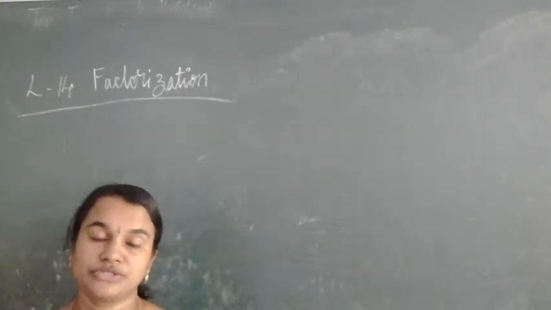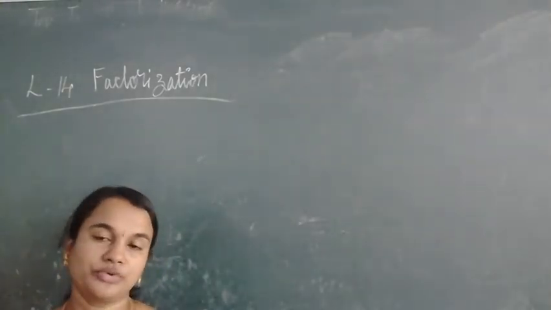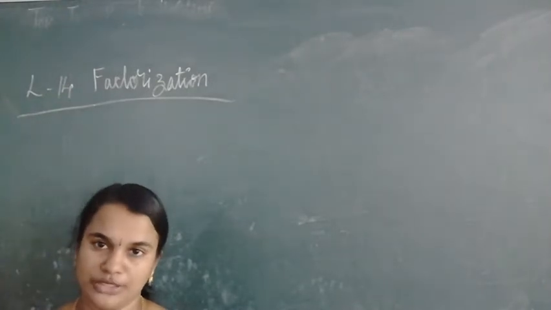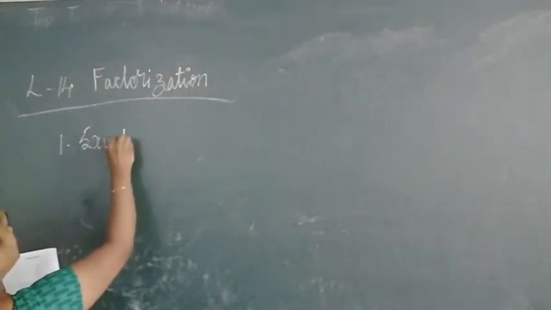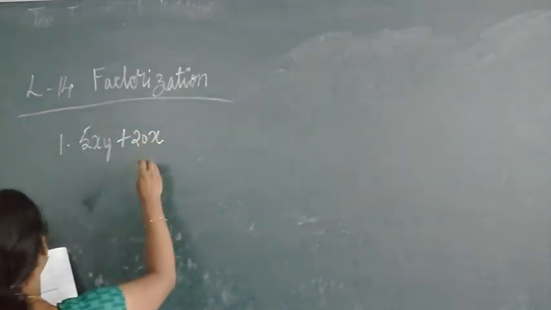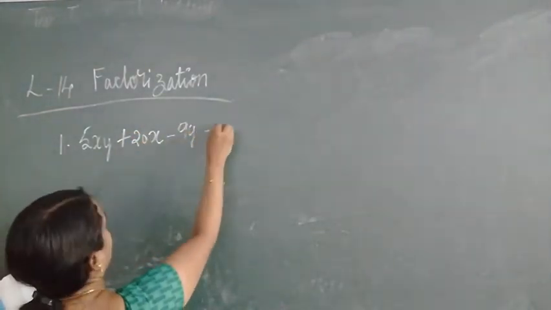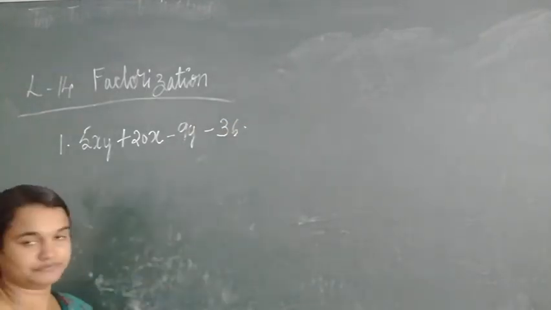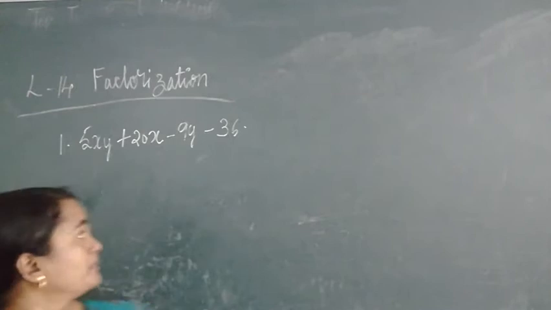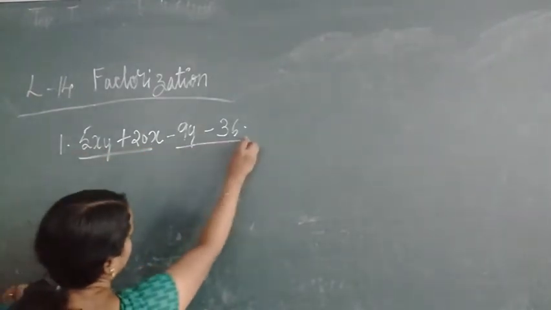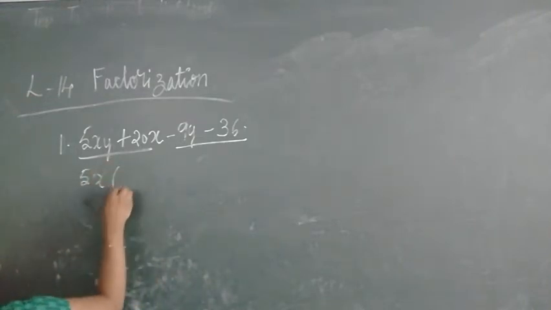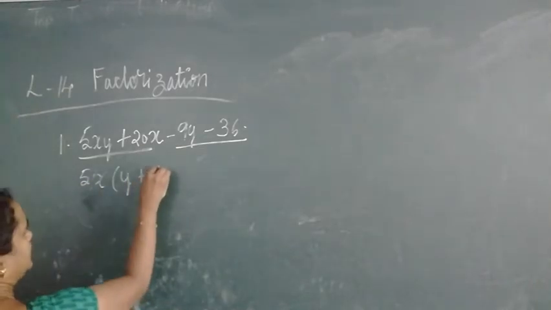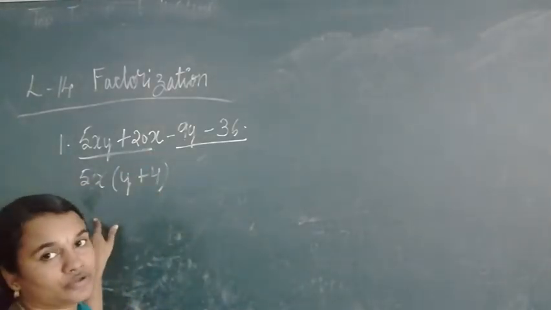In this exercise also, children, exercise 14b, we have to do the questions up to 12. Okay. The first question is 5xy plus 20x minus 9y minus 36. That means these two are one group and these two another group. So we will take 5x as a common: y plus 5 4s are 20. Already we have taken x common.